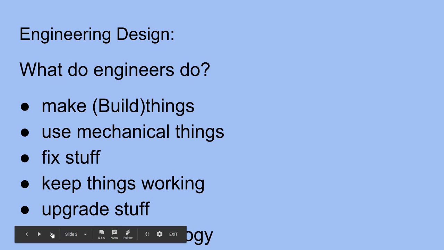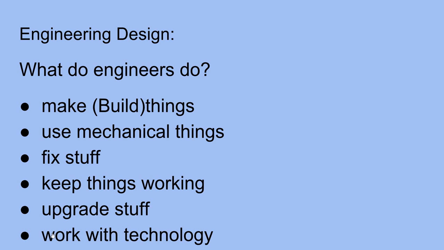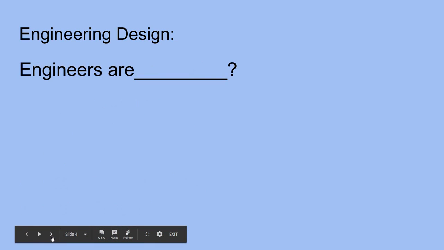So, what do engineers do? Please take notes on this. Engineers make things. They use mechanical things, they fix stuff, they keep things working, and they upgrade stuff, and then finally they work with technology.